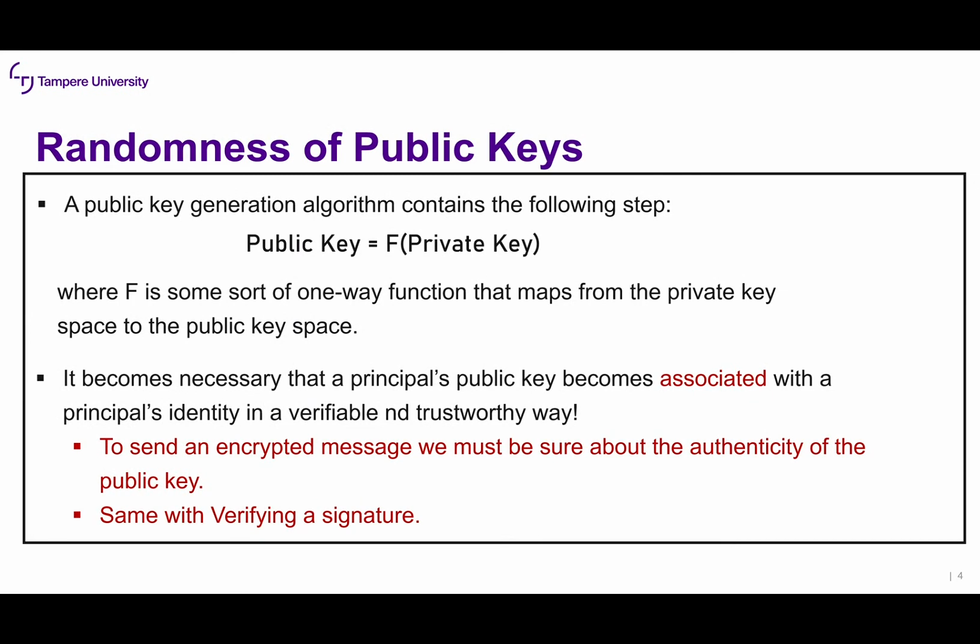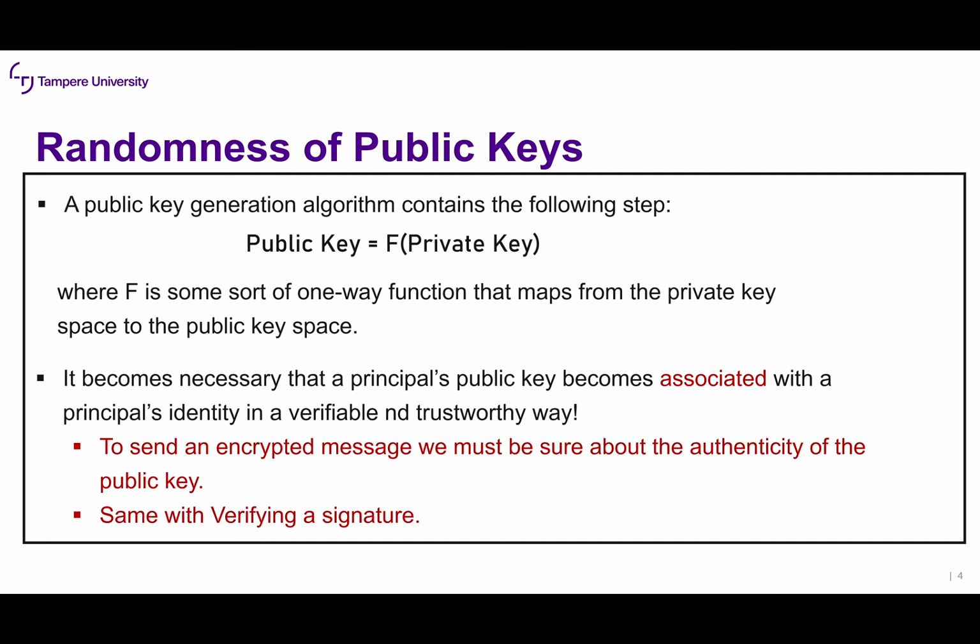So a few words about the generation of public keys. A public key generation algorithm contains the following steps, in a very high level format. We first generate the private key, then we give the private key as input to some sort of one-way function denoted by f here, and the output of this operation will be the public key, right? This function maps from the private key space to the public key space, and this gives us the corresponding public key.